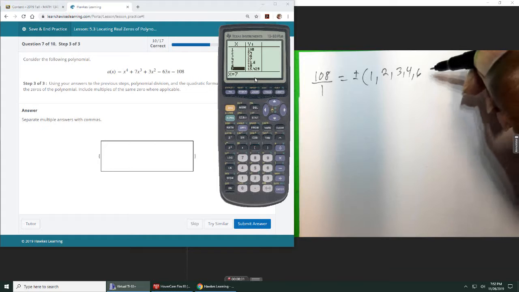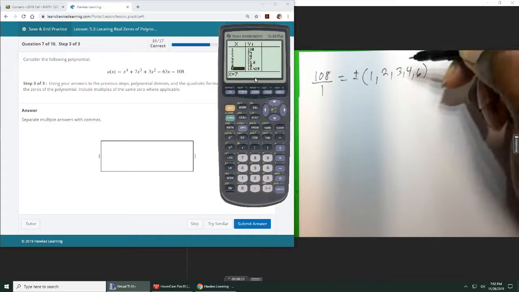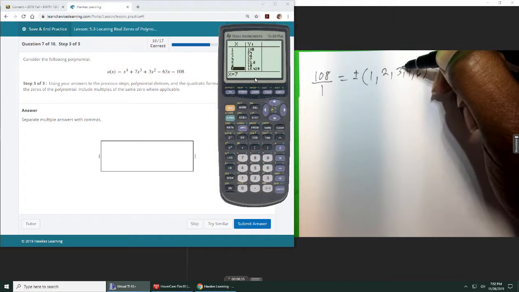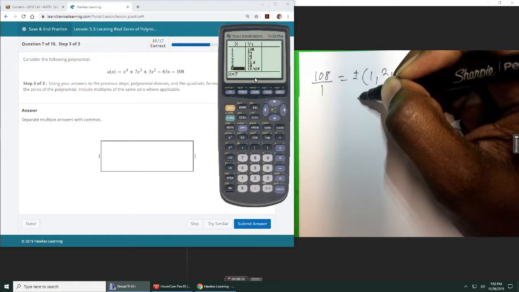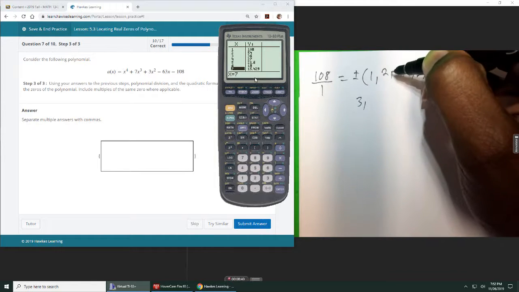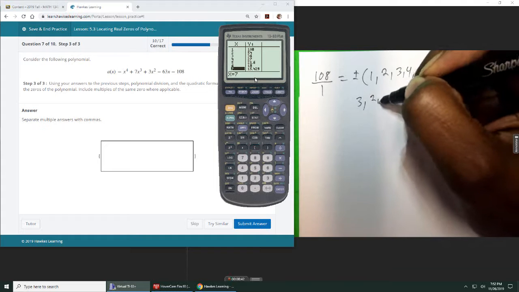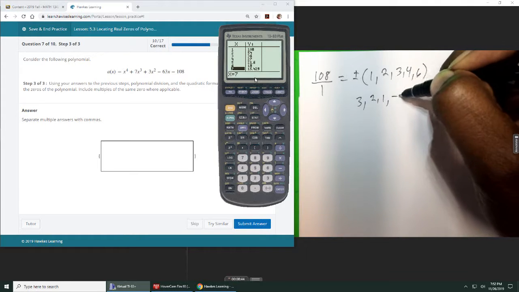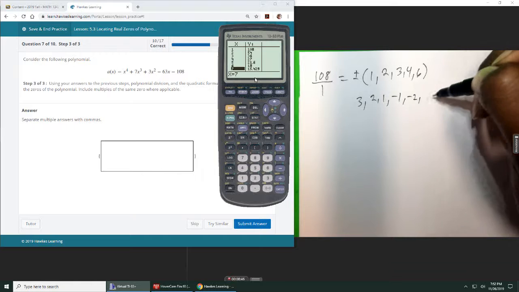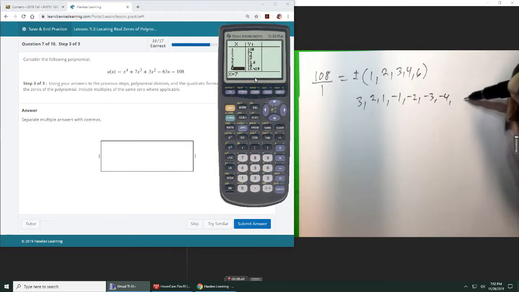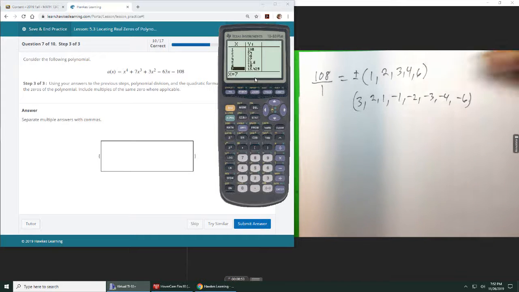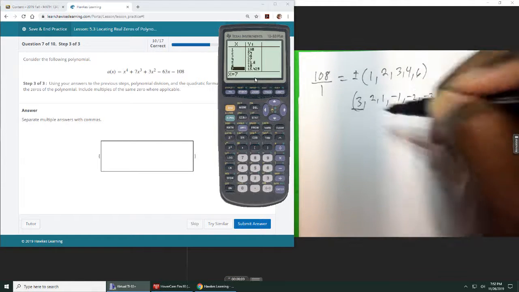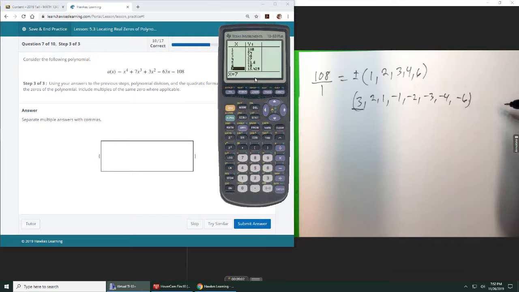Okay, so these are the numbers we're considering. We found that 3 was our bound, so 3, 2, 1, and then negative 1, negative 2, negative 3, negative 4, negative 6. These would be the numbers that we would have to try. We wouldn't have to go any further than this. We have already found out that 3 works. So we're going to use 3 and make sure it works, and then we're going to find the other roots.